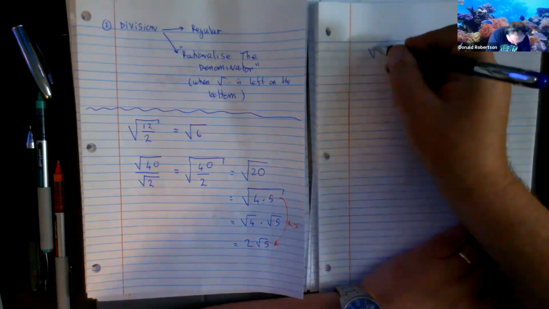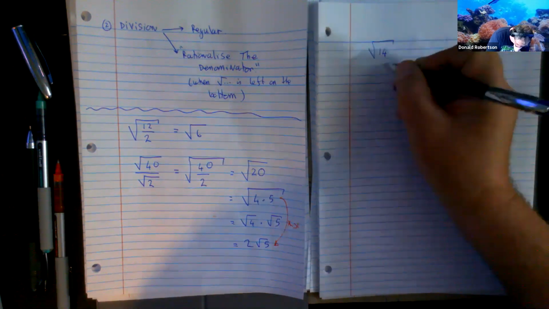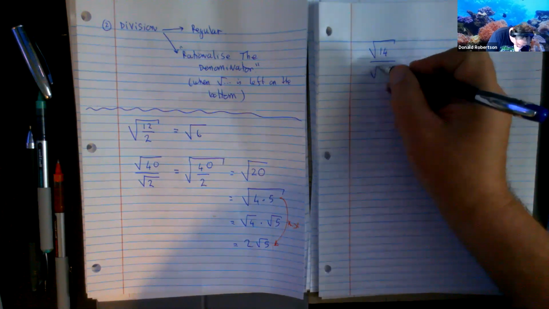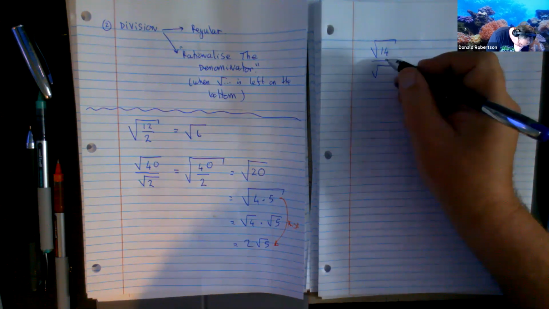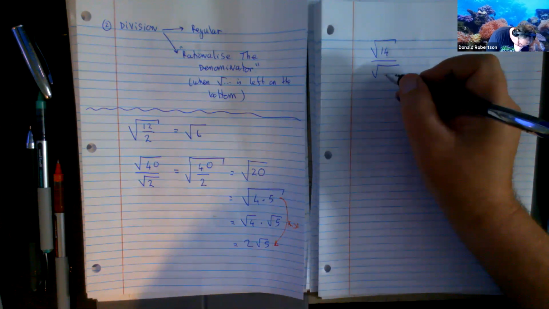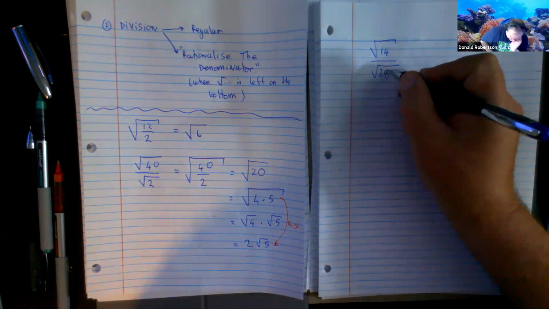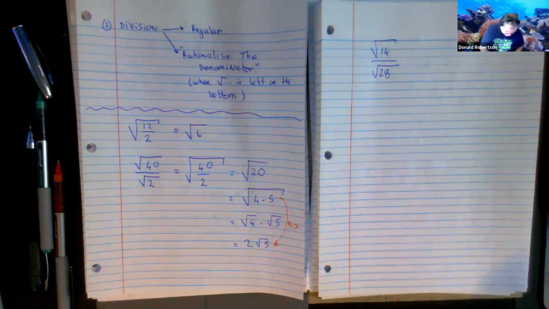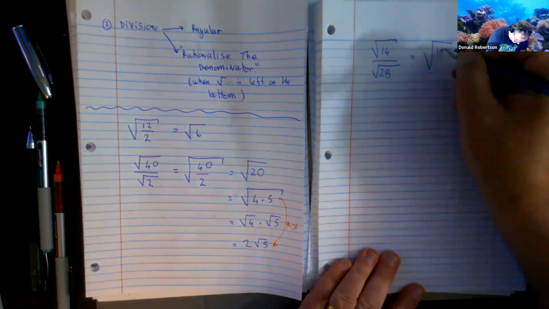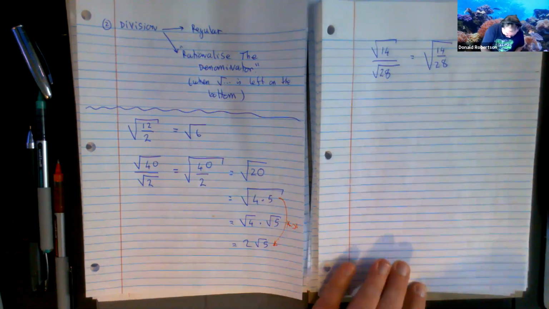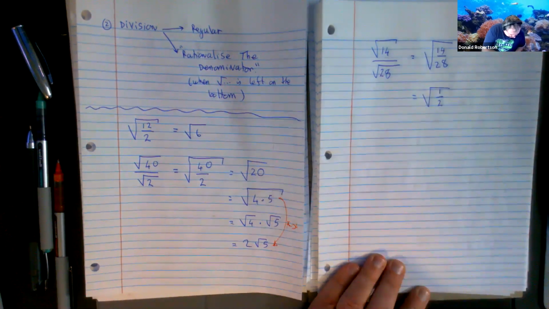How about square root of 14 over the square root of 28. Now, when I combine these two guys, we get that. And that actually simplifies down to a half, right? So you should always simplify your fractions.